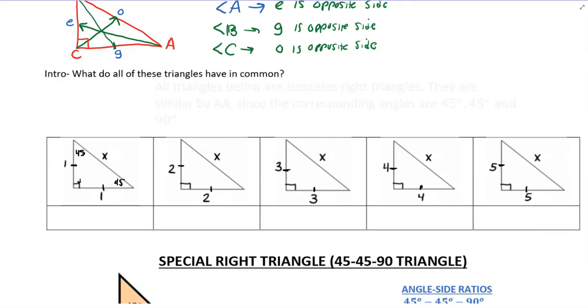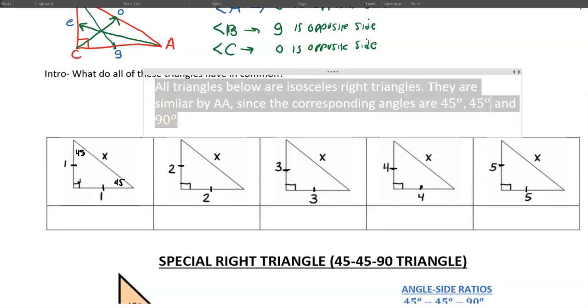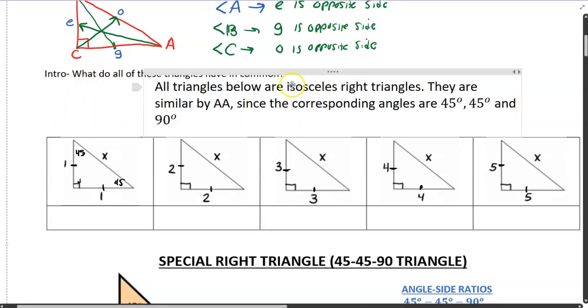So this lesson is going to be discussing these 45, 45, 90 triangles, as I'm going to be calling them. What they have in common is they are all isosceles right triangles, as I mentioned. They are similar by angle. That idea that they are similar is going to be important here, since the corresponding angles, as we said, are 45, 45, and 90 degrees.